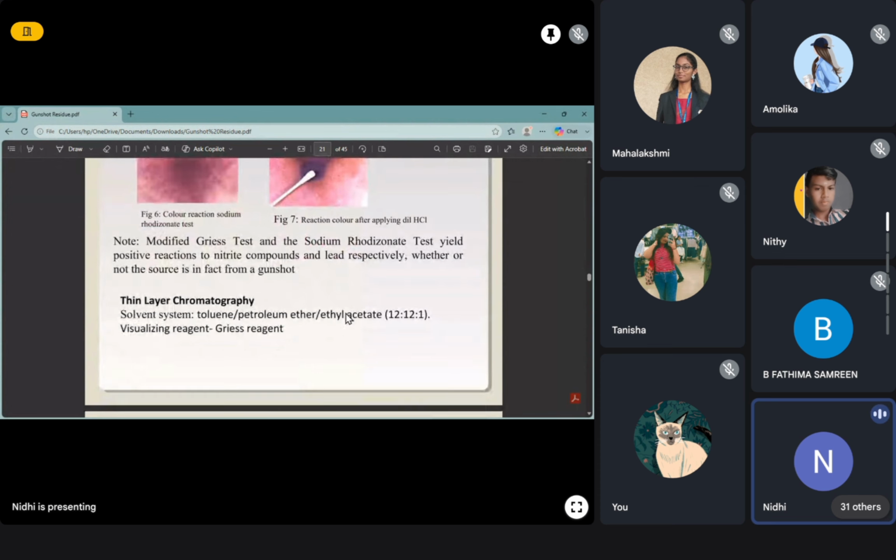The modified Griess test and sodium rhodizonate test yield positive reactions to nitrite compounds and lead respectively, whether or not the source is in fact gunshot residue. So this can be a drawback of these tests.